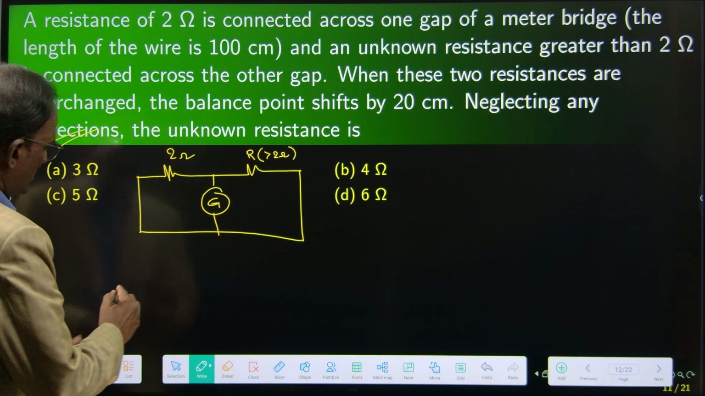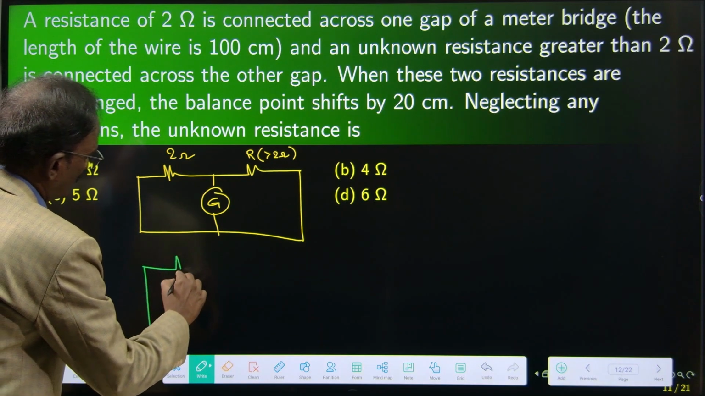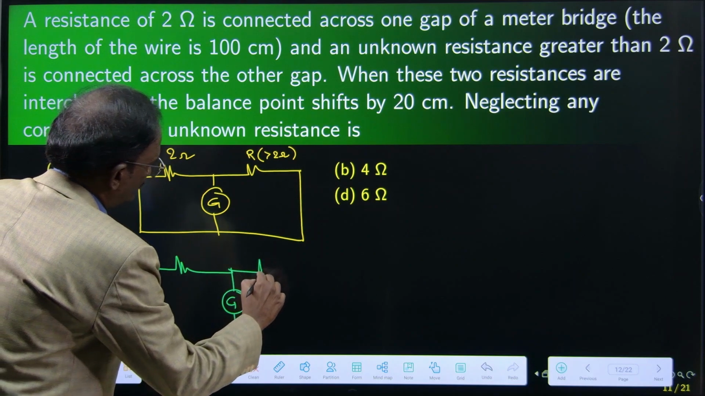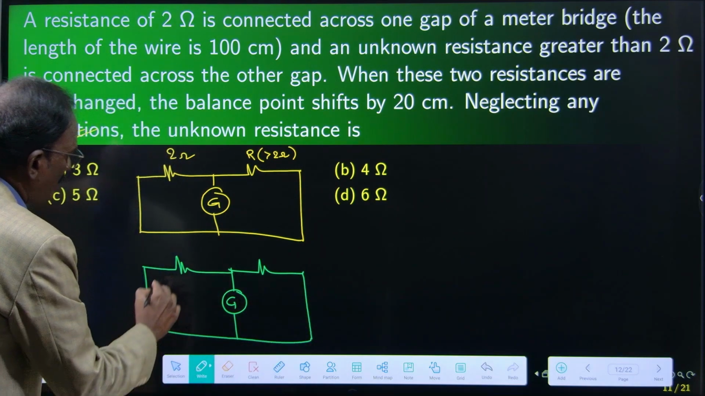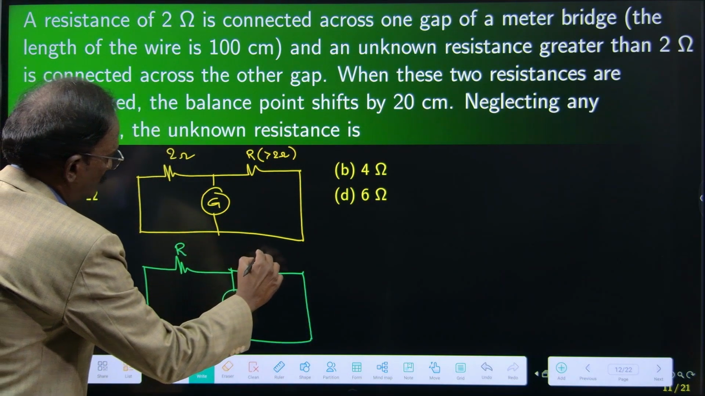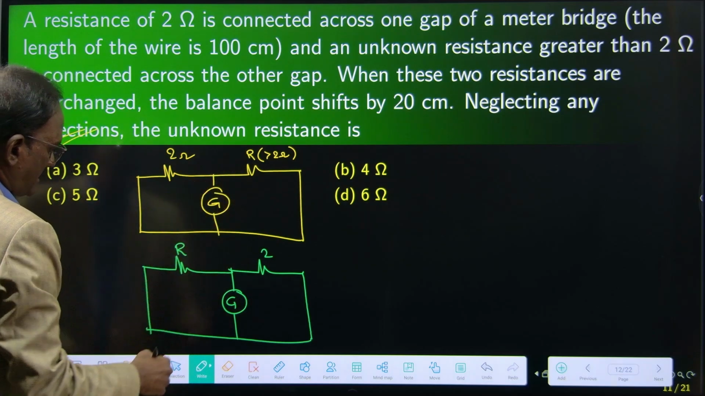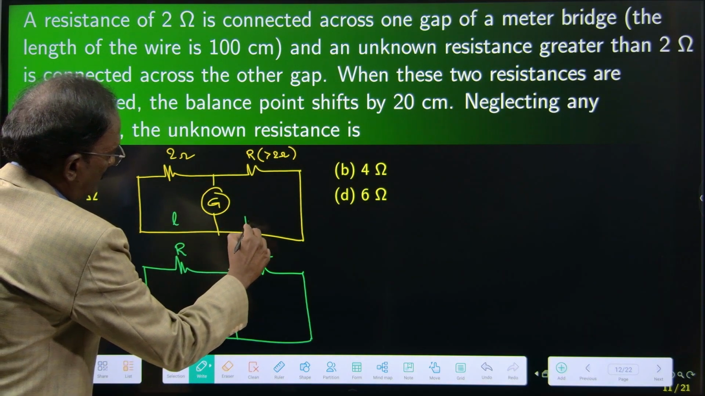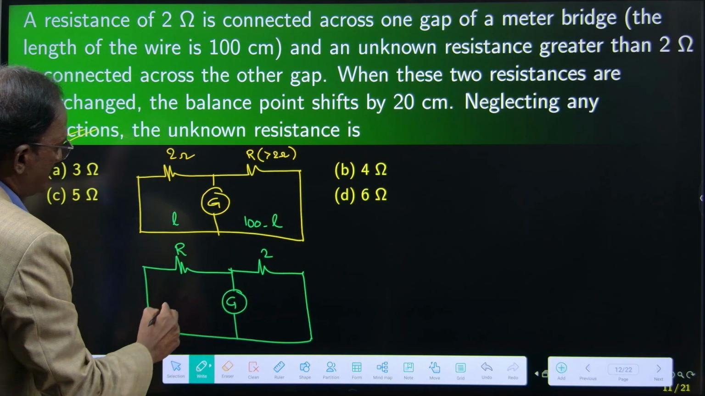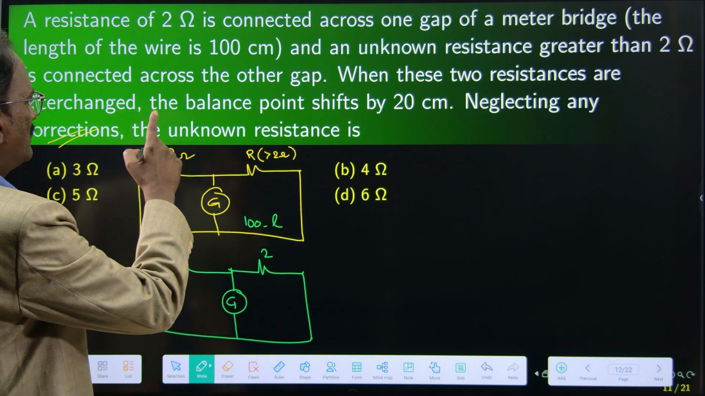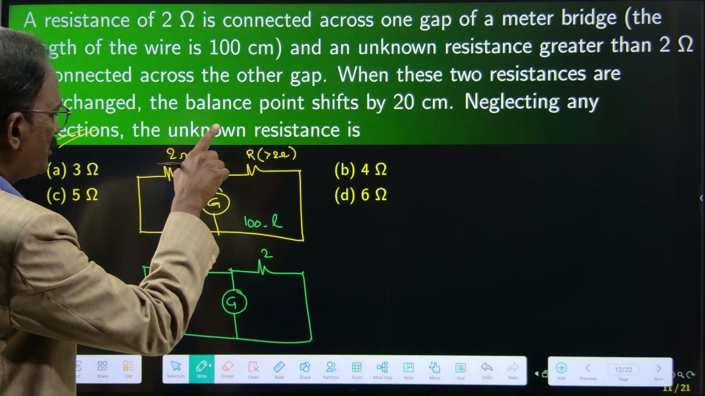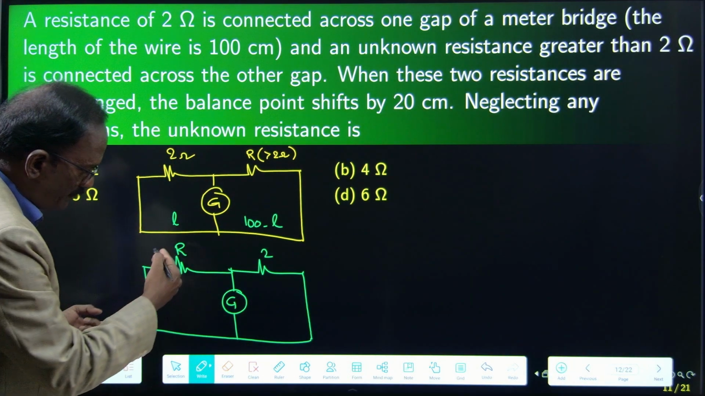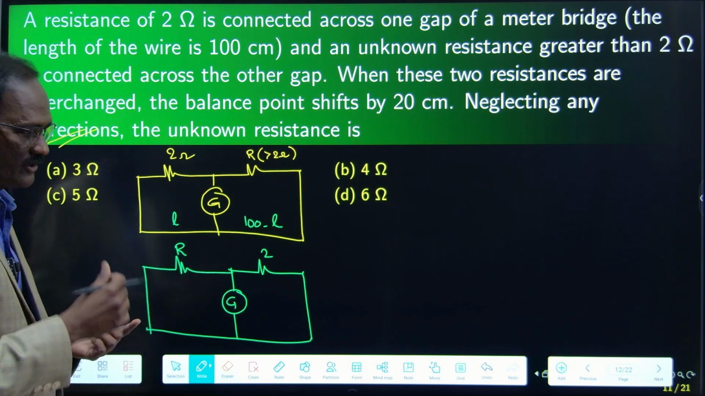This is case 1. Case 2, they are interchanged. This is R and this is 2. R value is greater than 2. This is L, 100 minus L. So the balance point shifts by 20 centimeter. That means originally this is L. Now the balance point is shifting by 20 centimeter.